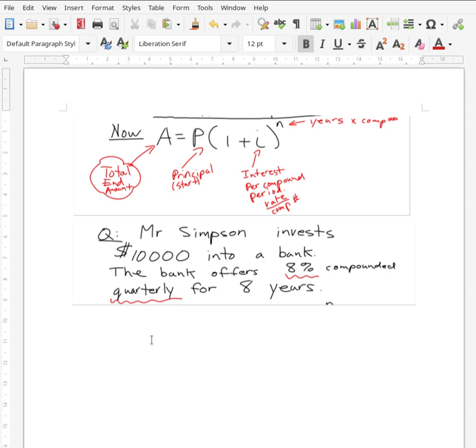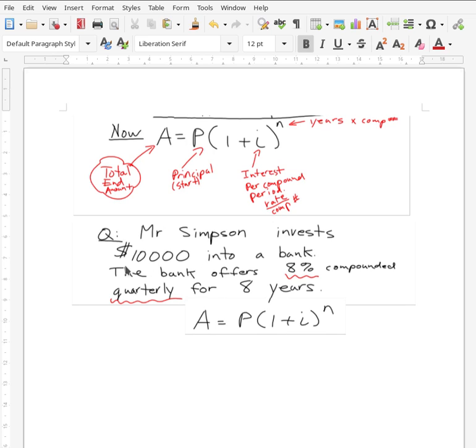Let me explain how we're going to do this. We are going to start by writing our basic equation. Remember, our basic equation is A is equal to P(1 + i)^n, right? In order to use this, we're going to figure out what A, P, i, and n are.